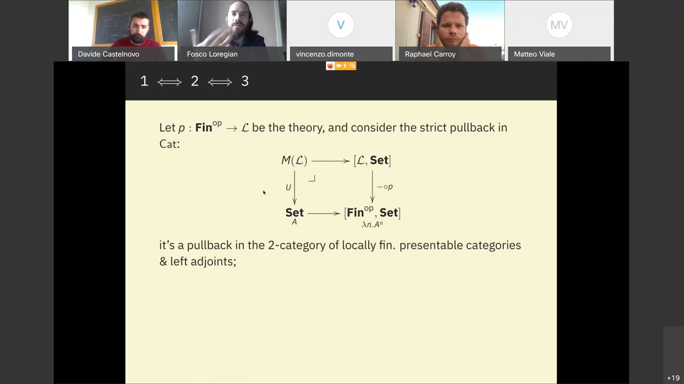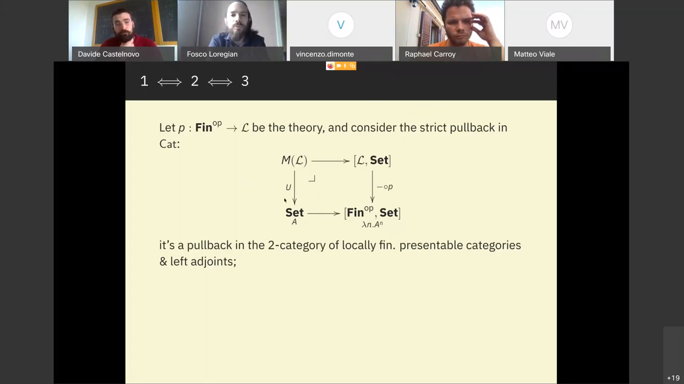Every time you have an algebraic theory, you can build a category of models. For example, if your algebraic theory is the theory of groups, you can build a category of models, which will be exactly the category of groups. And for this choice of L, U will exactly be the forgetful functor that sends a group to its carrier, the set of its elements.